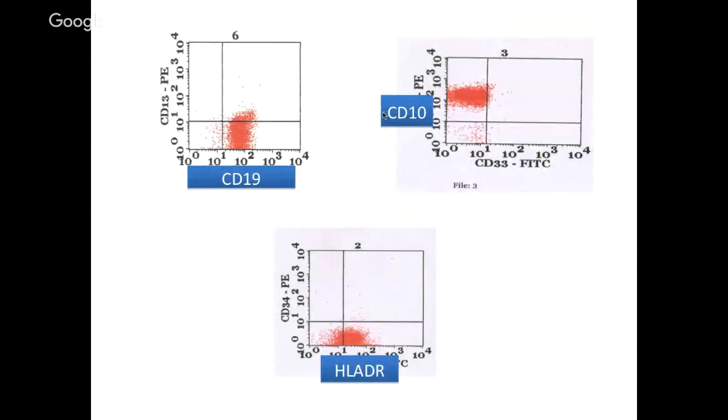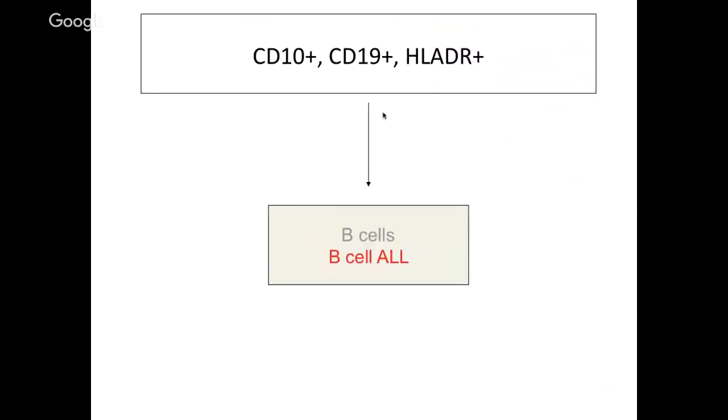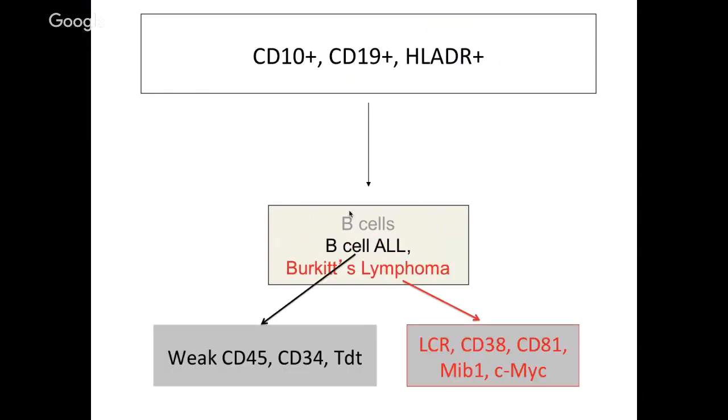So based on these three markers, we called it, and based on the morphology, we call it B-cell ALL. Though these three markers are also seen in normal B cells. But behold, also in Burkitt's lymphoma, these markers will be positive. Now you have to differentiate B-cell ALL from Burkitt's.